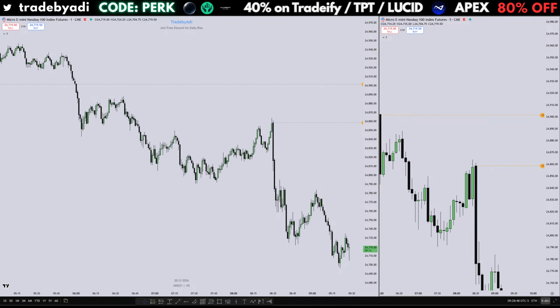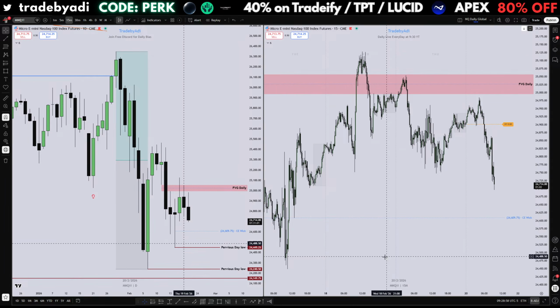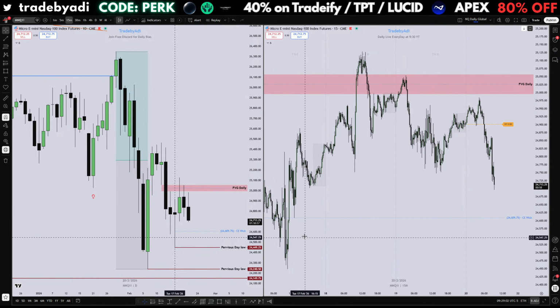On the 15-minute chart, London has made the high of the day at 4 o'clock. The pre-market has a big expansion, and this is the wick we can look for as a draw. And at this level, if you see, we also have a swing low. This is what I'm looking for.